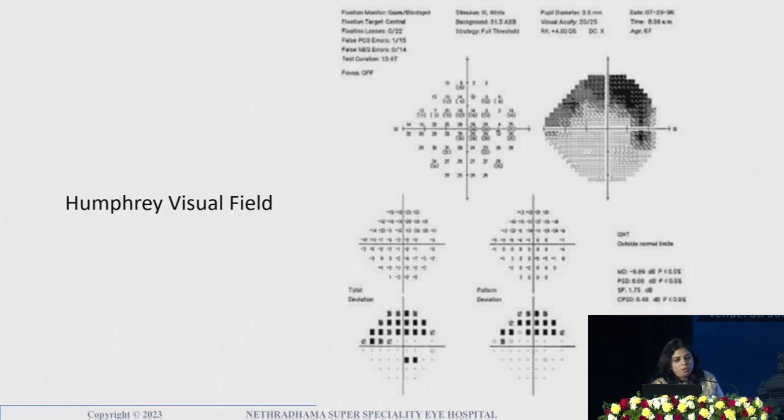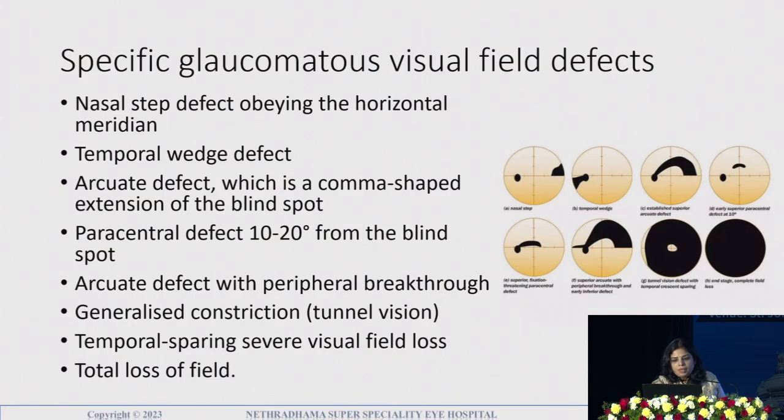You also have to look for the fixation losses, false positive and false negative errors. Anything more than 20 to 30% is suggestive of unreliable fields. These are the different types of field defects which you see, starting from a nasal step, temporal wedge defect, arcuate defect, paracentral defect. And in advanced glaucoma, you also see a generalized constriction of the field of vision or a tunnel vision.